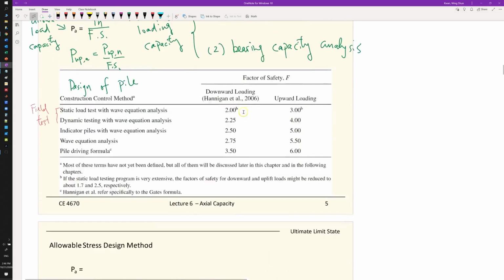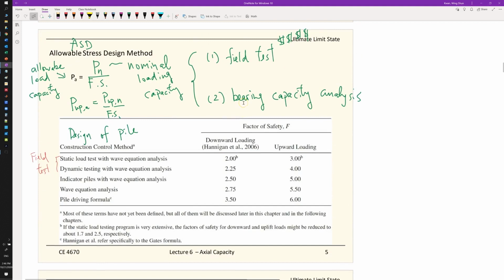So that pretty much covers the ASD design method. Again, the key concept of the ASD method is you highly rely on the factor of safety. The factor of safety is capturing the uncertainty, and of course you also need to understand where this nominal loading capacity comes from. We will talk about that more within the next two slides, where we start talking about field tests.